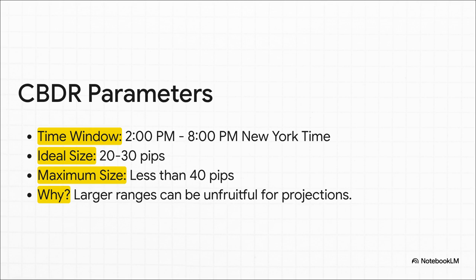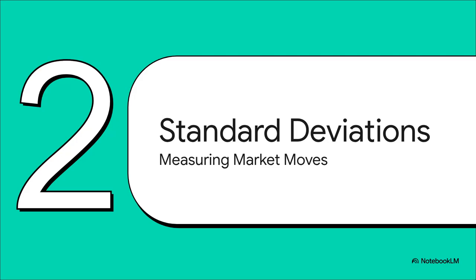And here's the hard rule. It must be less than 40 pips. Why? Because as ICT explains, any range that's bigger than that just tends to be messy and not very useful for making accurate projections. All right, so let's say we've found our valid range.